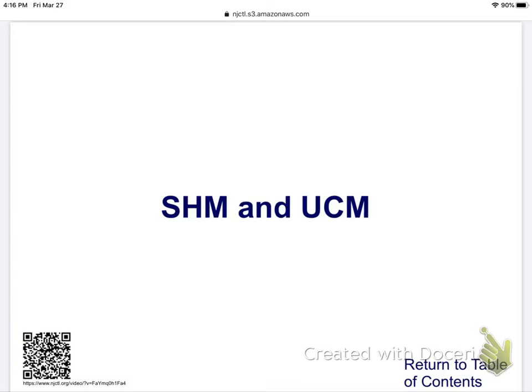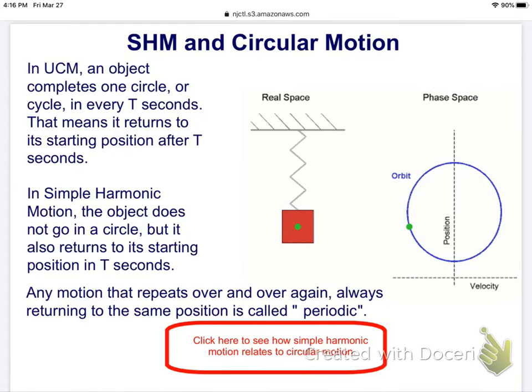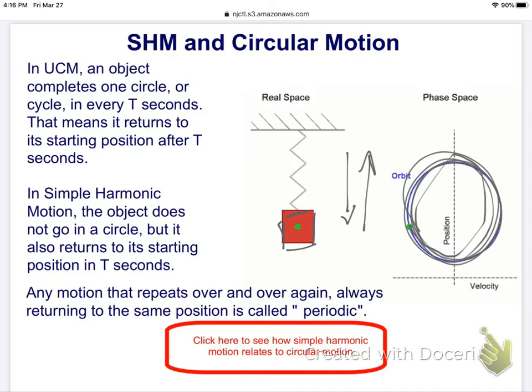Simple harmonic motion and uniform circular motion. There's a whole lot these two have in common. We can see that if something's going in circular motion, it has a periodic motion where it's returning to its same position over and over again. If we have a mass suspended from a spring, you know it's going to be bobbing up and down as well. So we know that one cycle in circular motion is pretty easy to figure out.